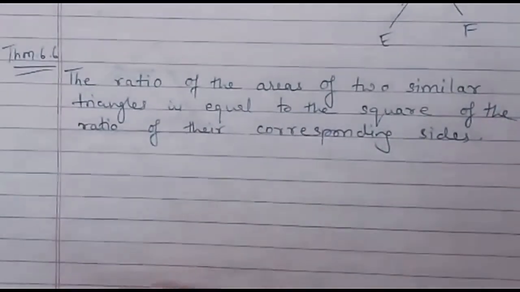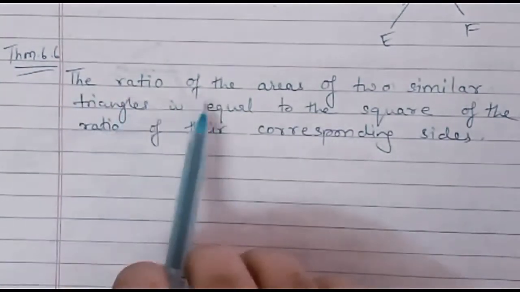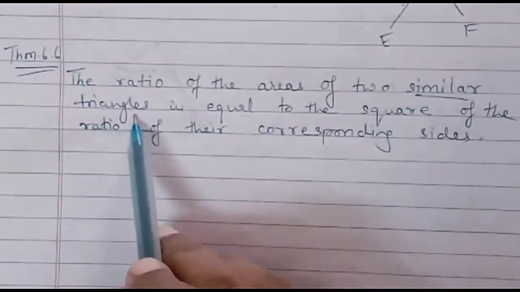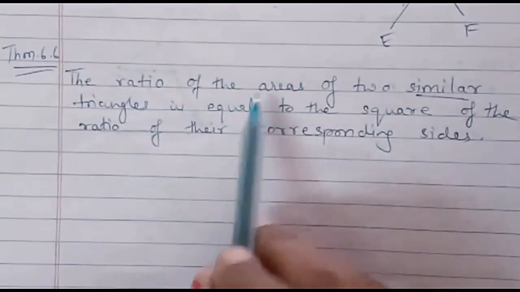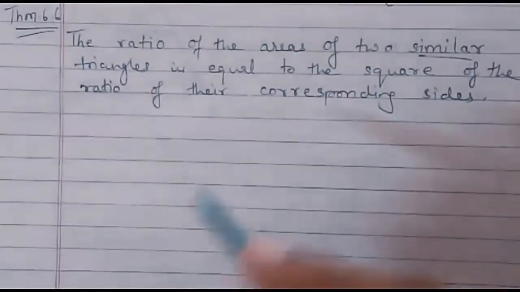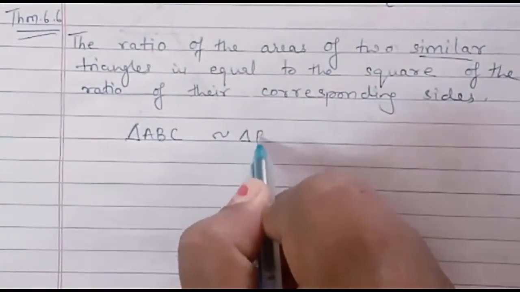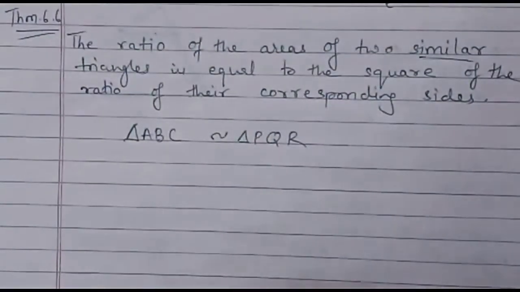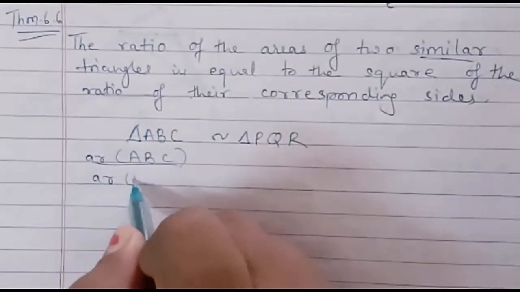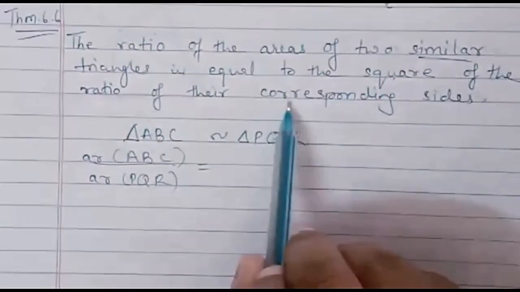Let us now learn one more important theorem with proof, that is theorem 6.6. It says that the ratio of areas of two similar triangles, that means the condition is the triangles should be similar. So then the ratio of its area will be equal to the square of the ratio of their corresponding sides. That means, for example, if I say triangle ABC is similar to triangle PQR, it's given in the question, suppose, okay, these two triangles are similar, then area of triangle ABC upon area of triangle PQR will be equal to the square of the ratio of the corresponding side.